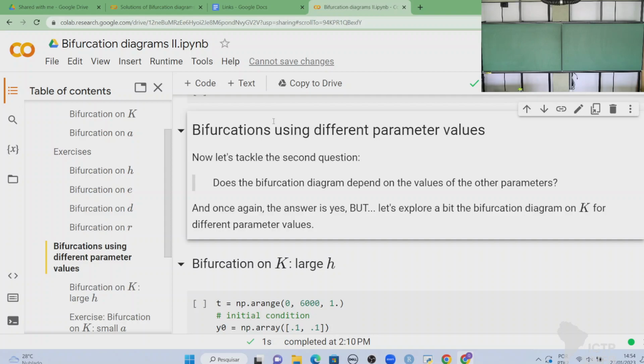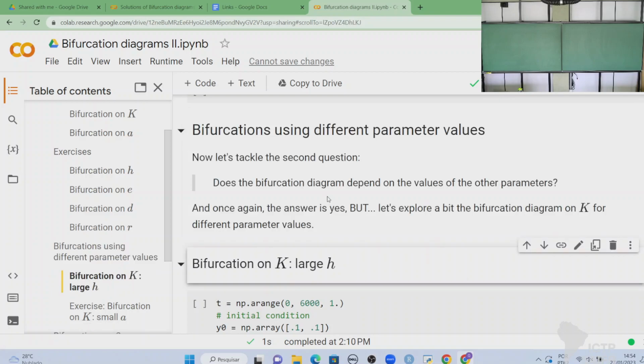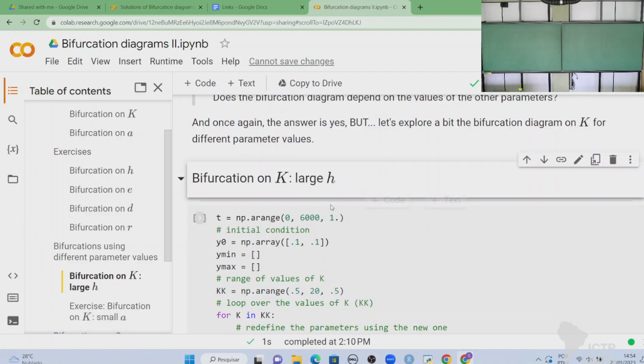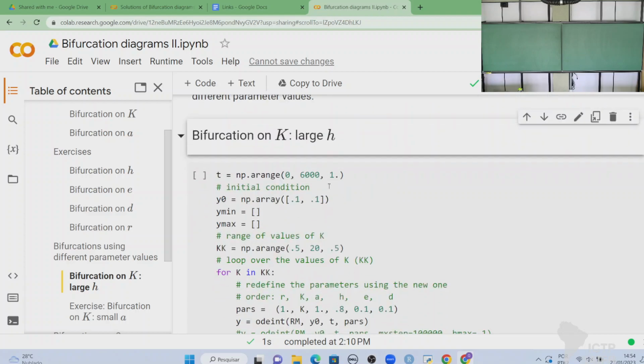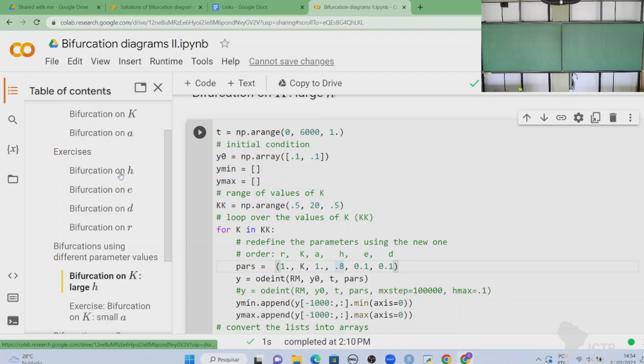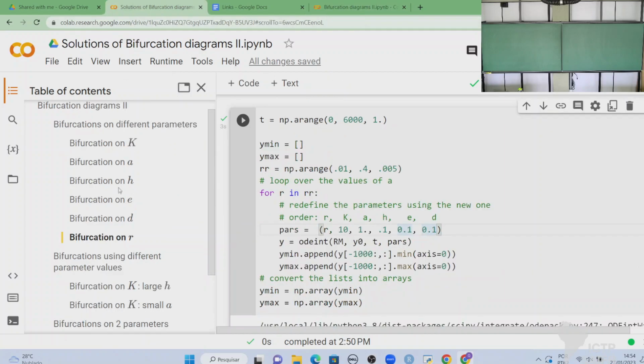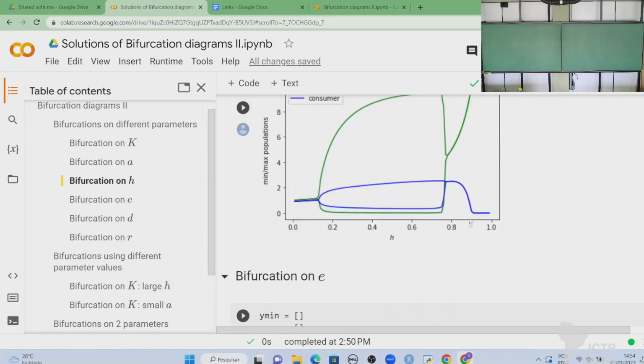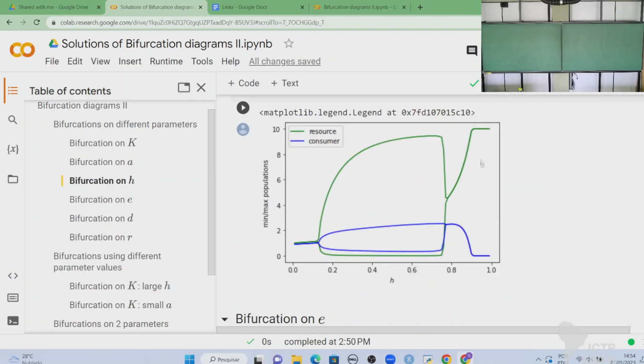So here we are going to look at, for instance, the same bifurcation in carrying capacity, but now choosing a large value of h. What I call a large value of h here is h equals 0.8. Now that we have done the bifurcation on all of them, I know that 0.8 is large, but not large enough to go to extinction. So it's a large value of h, but it's still in the range where there is resistance. Are we going to see cycles here in k as well? This is the question.